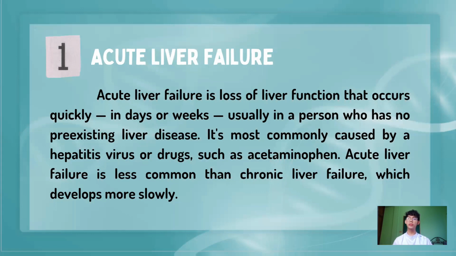Acute liver failure, also known as fulminant hepatic failure, can cause serious complications, including bleeding and increased pressure in the brain. It's a medical emergency that requires hospitalization. Depending on the cause, acute liver failure can sometimes be reversed with treatment. In many situations, though, a liver transplant may be the only cure.